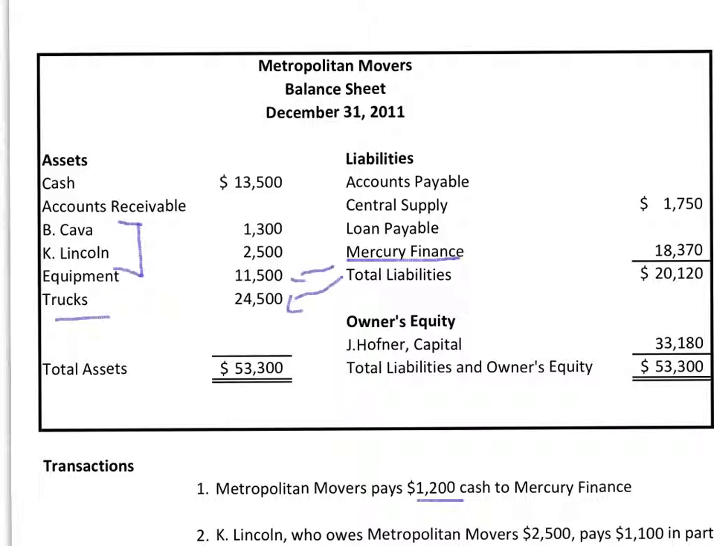So we take away from the cash, so we go minus $1,200 here, and minus $1,200 here. So what are we left with here? 13, 12, is that right? 12,300. Yeah, 12,300, and here, what do we have? My good math students here. 17,170, right?